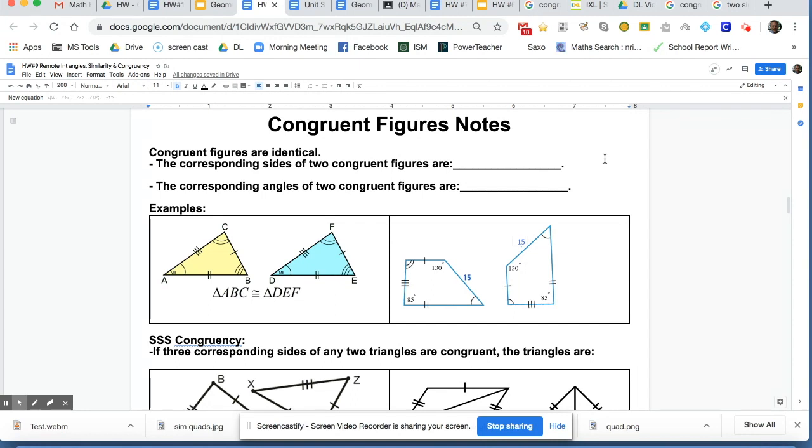Congruent figures are actually a little bit more simple. They're just identical. So when we looked at translations, rotations, reflections, those were all transformations that produced congruent figures.